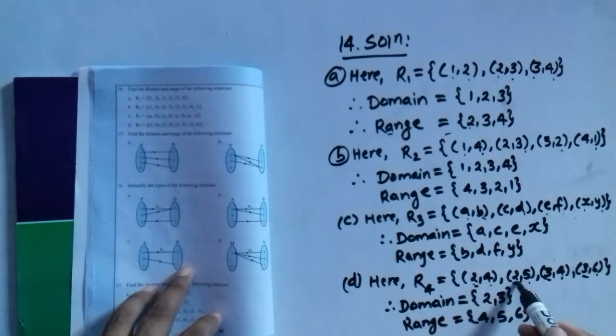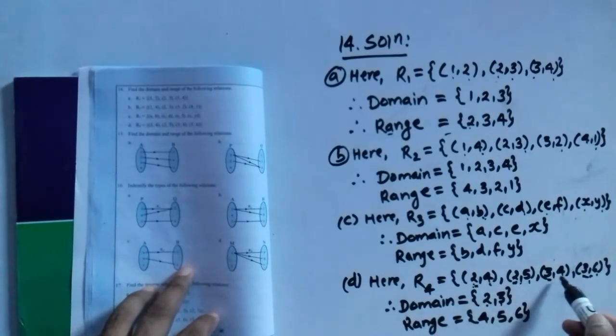So this 2 and this 2 we take only one time, and this 3 and this 3 we take only one time. So only 2 and 3 are the domain of this relation R4. Then 4, 5, again this 4 is repeated, but we do not write it, as we have already written here 4 and 6. So 4, 5, 6 is the range of this relation R4.